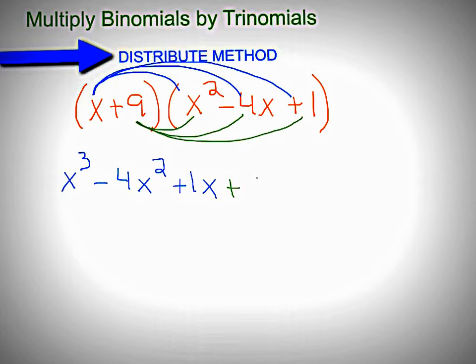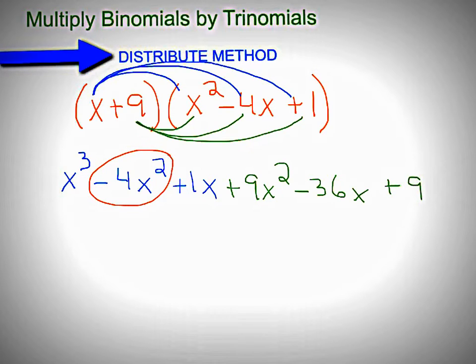So plus 9 times x squared is 9x squared. 9 times a negative 4x is negative 36x. And then 9 times 1 is 9. So now let's combine our like terms. Negative 4x squared can be combined with 9x squared. And then the 1x can be combined with the negative 36x.